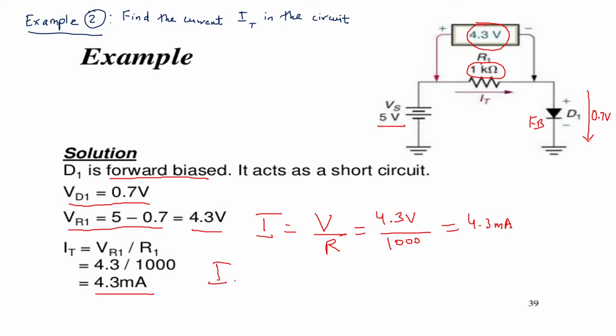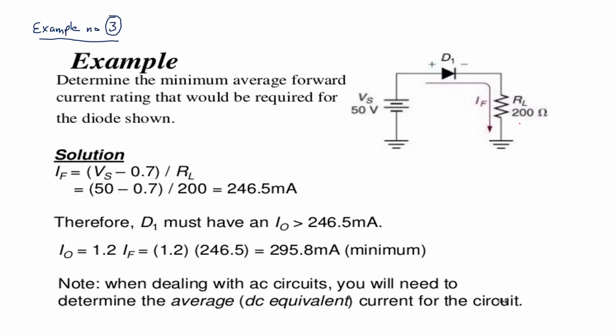So IT, that is the current IT, is equal to 4.3 milliamperes, which is flowing here. So this IT is equal to 4.3 milliamperes. Okay. Then we'll go to the next problem.